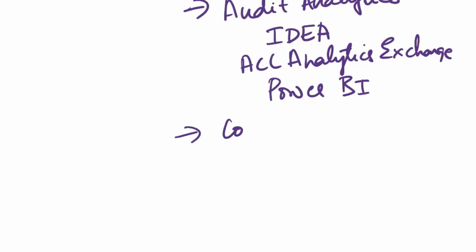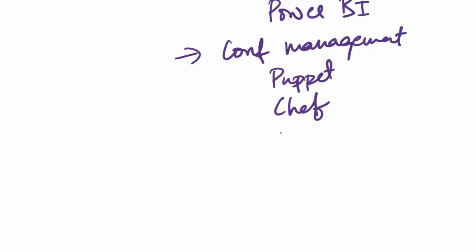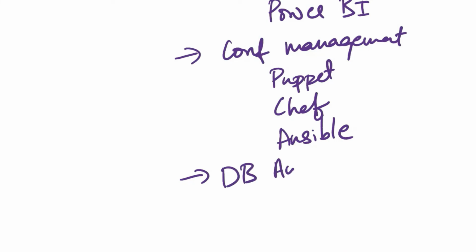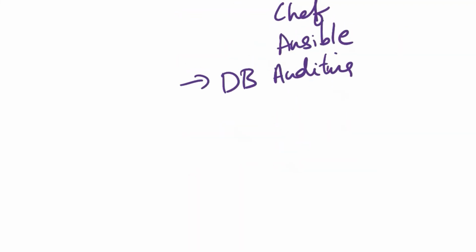Next is configuration management tools. These help auditors assess the configuration settings of hardware and software. Examples include Puppet, Chef, and Ansible. Next is database auditing tools. These are used for monitoring and auditing database activities and access. Popular options include Oracle Audit Vault and IBM Guardium.